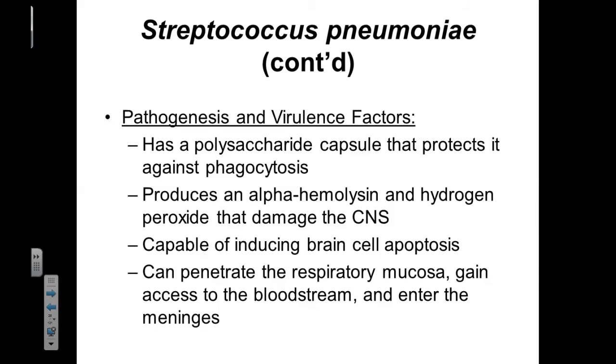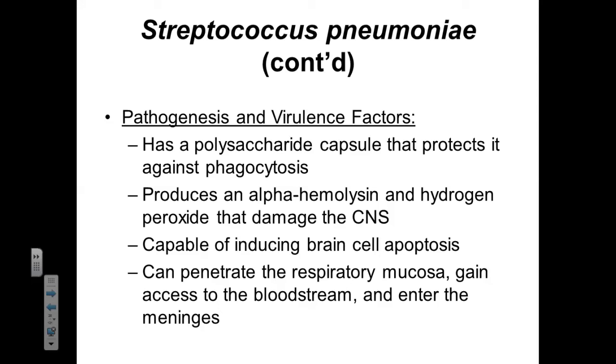The pathogenesis and virulence factors of Streptococcus pneumoniae include the fact that it has a polysaccharide capsule. This helps it to be protected against phagocytosis by the phagocytes of the immune system. Streptococcus pneumoniae also produces alpha-hemolysin and hydrogen peroxide.